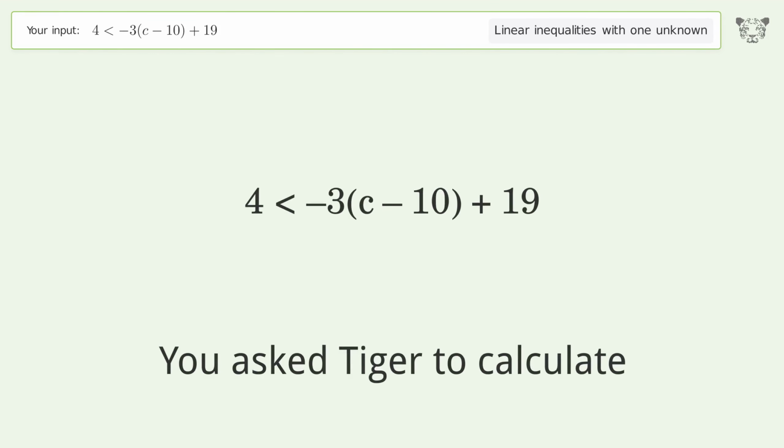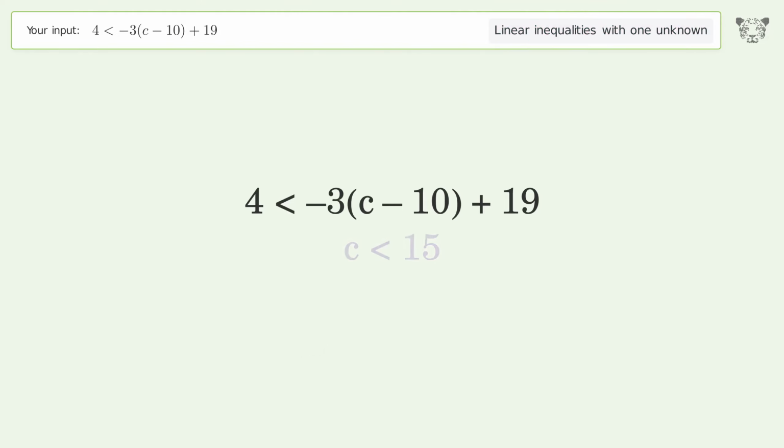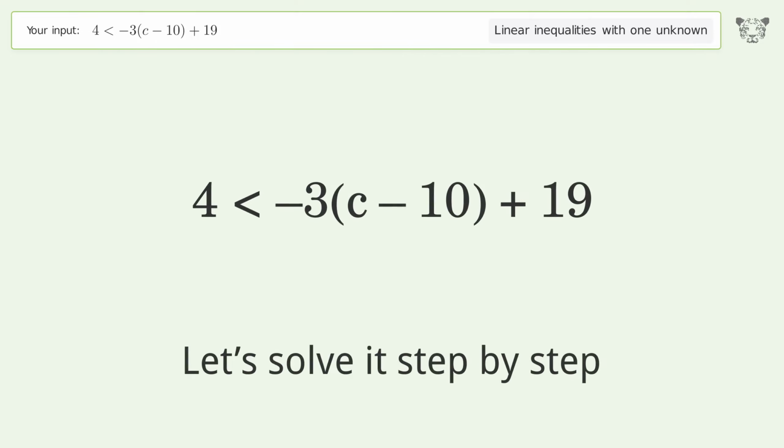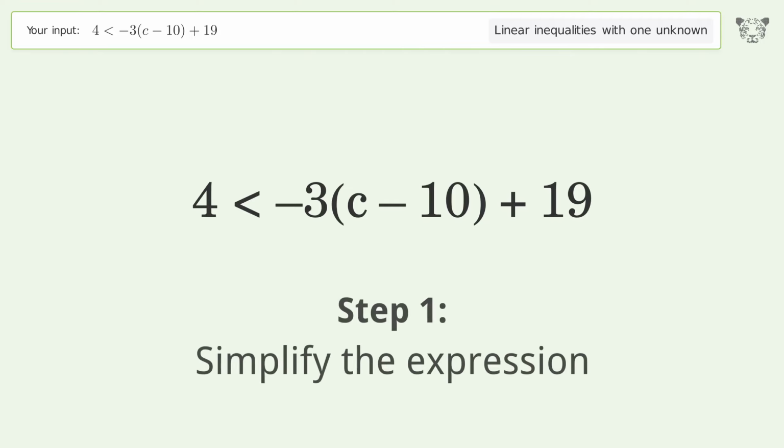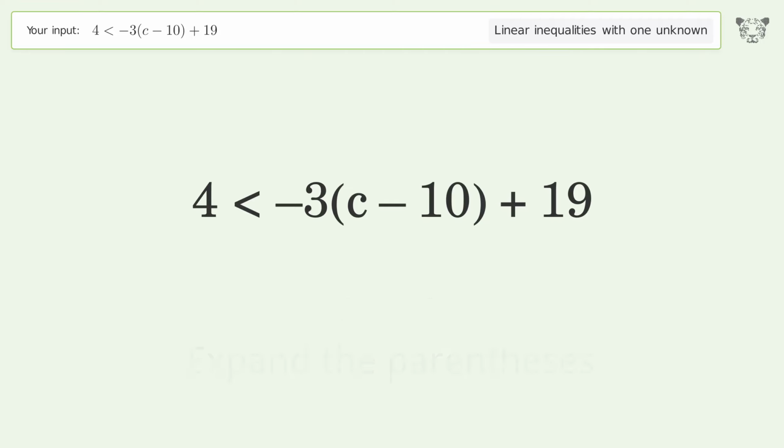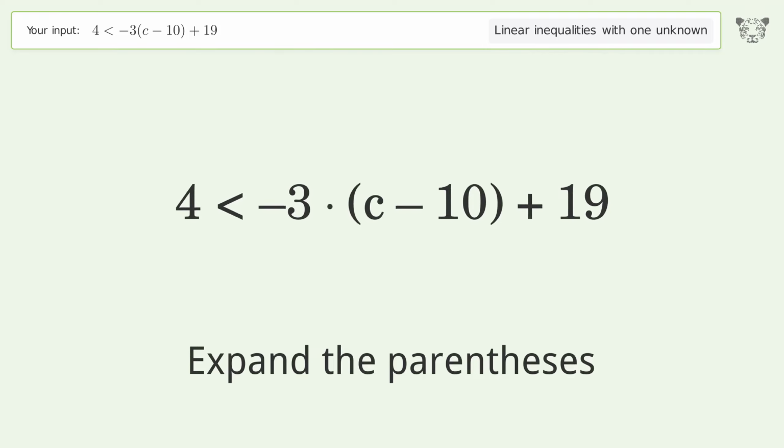You ask Tiger to calculate. This deals with linear inequalities with one unknown. The final result is c smaller than 15. Let's solve it step by step. Simplify the expression. Expand the parentheses.